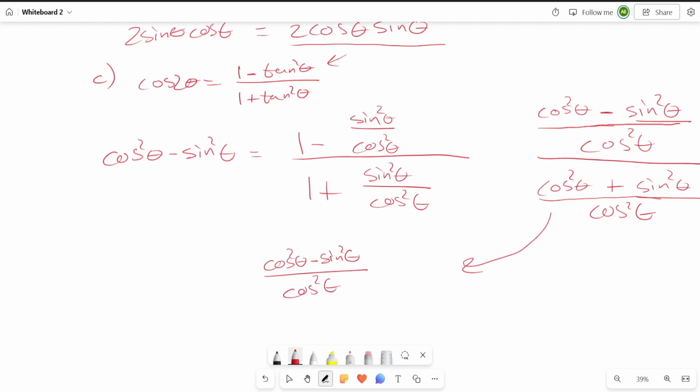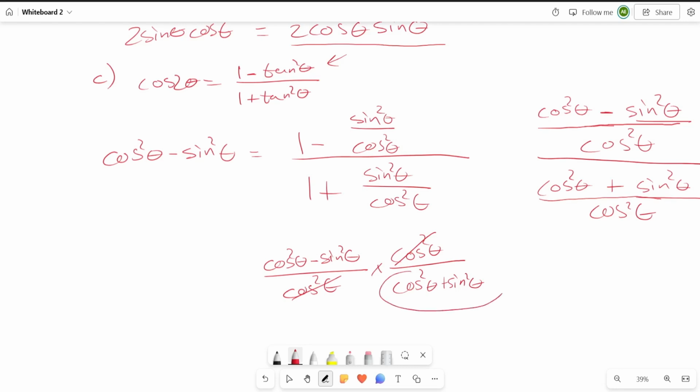then this whole thing is dividing. Instead of dividing this whole thing, I will just write it as multiplying by the reciprocal of this whole thing. So it's going to be cosine squared theta over cosine squared theta plus sine squared theta. Let me erase this. So this is what I have now on the right side. And now I can find that cos squared theta and cos squared theta cancel out.